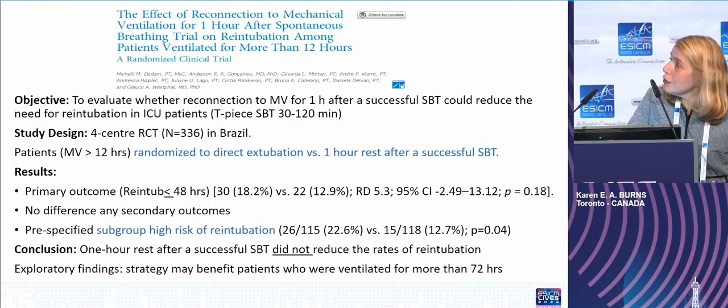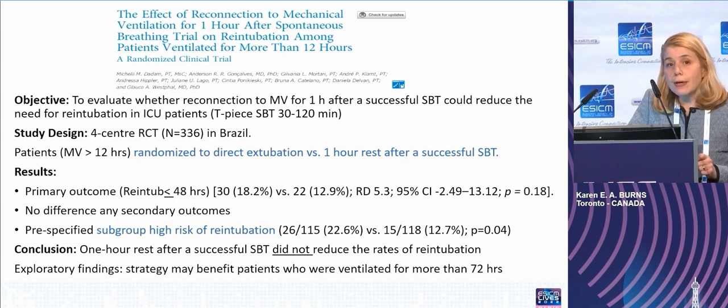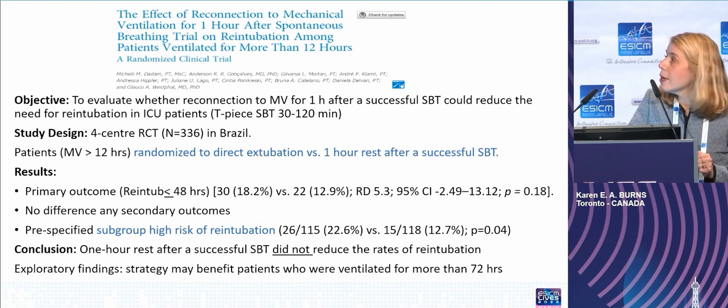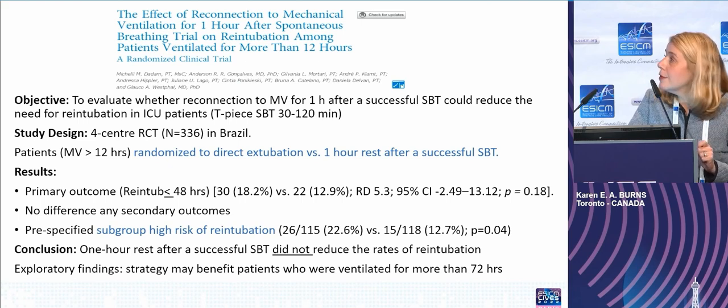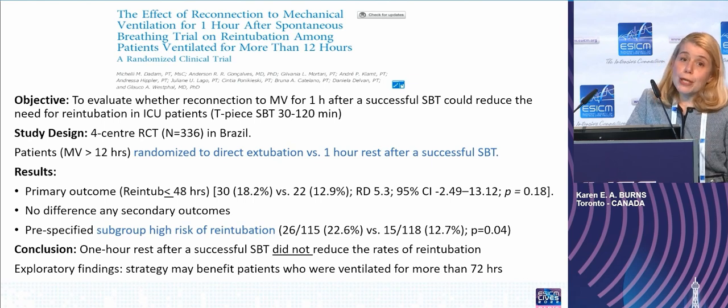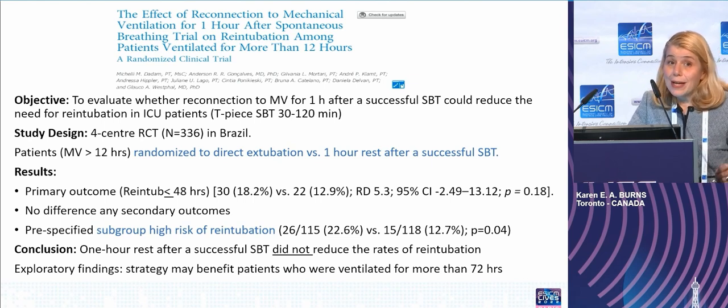But conversely, another multicenter RCT from Brazil was published shortly thereafter, used the same patient population invasively ventilated for at least 12 hours, compared the same 2 strategies, no rest versus rest for an hour, and they found no difference in clinically important outcomes. But they did find in a pre-specified subgroup of patients that were labeled high risk for reintubation, patients who had been on mechanical ventilation for at least 72 hours, a statistically significant reduction in the reintubation rate amongst that cohort of patients. So again, another cohort of patients that needs to be further studied.